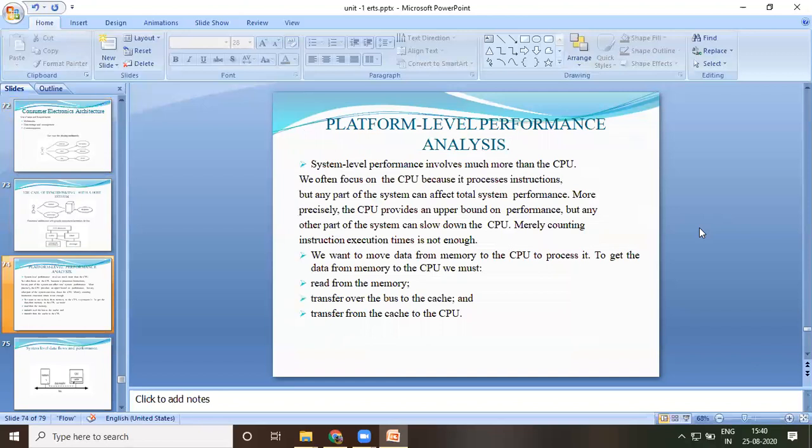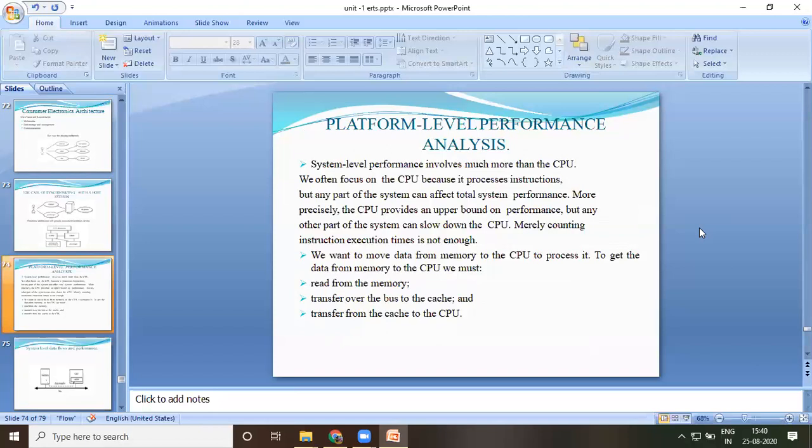The next one is platform level performance analysis. In platform level performance analysis, system level performance involves much more than the CPU. More precisely, the CPU provides an upper bound on the performance. We want to move the data from memory to the CPU: read from the memory, transfer over the bus and cache, and transfer from the cache to the CPU.